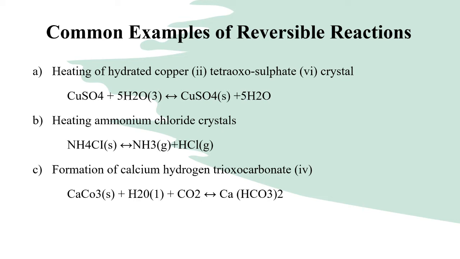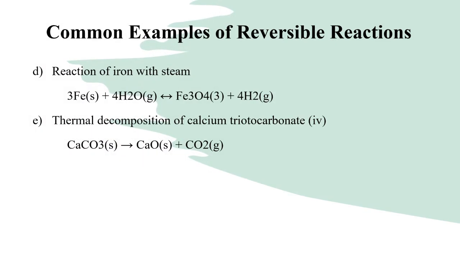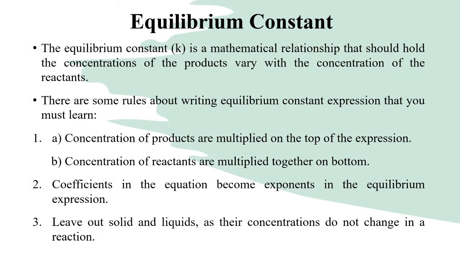Now move to equilibrium constant. The equilibrium constant K, you can use Q, but I'm using K here, is a mathematical relationship that shows how the concentration of the product varies with the concentration of the reactant. There are some rules about writing the equilibrium constant expression that you must learn. Rules that you must learn when you're writing what? Equilibrium constant expression.